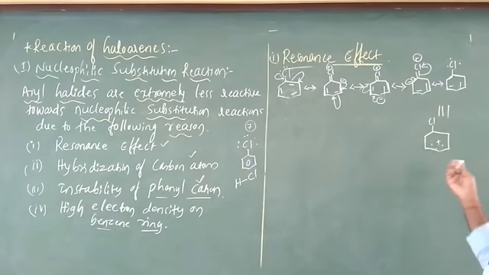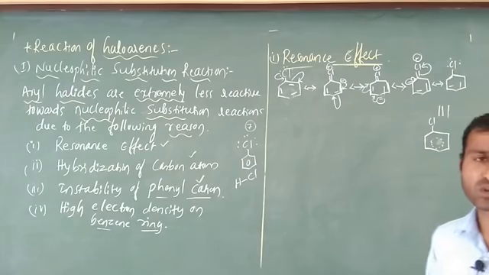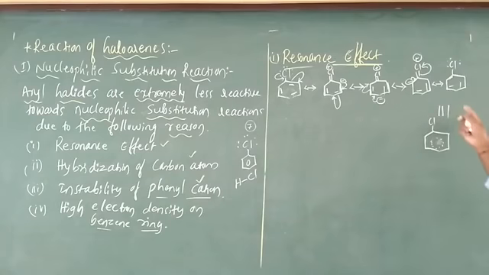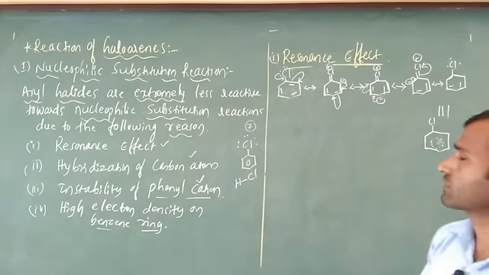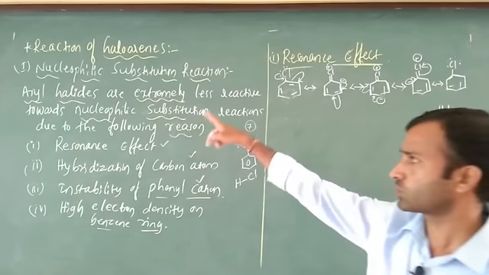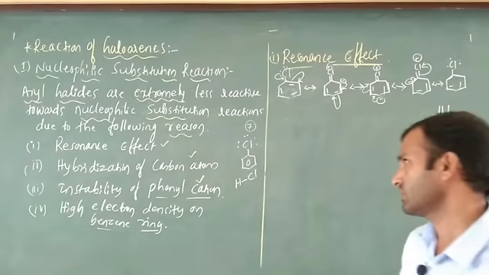This one is an indicator of resonance; otherwise, don't write a positive charge, you have to write it like this. Okay, this one indicates the resonance hybrid structure. In this case, all these indicate the resonance effect of chlorobenzene. Aryl halides are extremely less reactive towards nucleophilic substitution reactions.